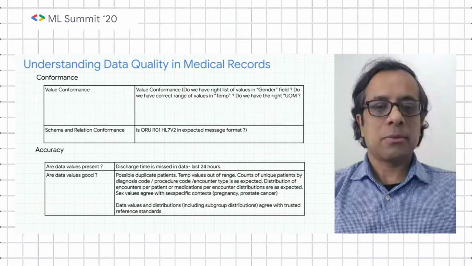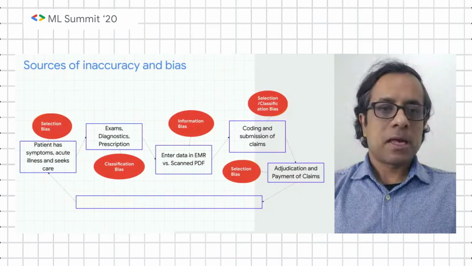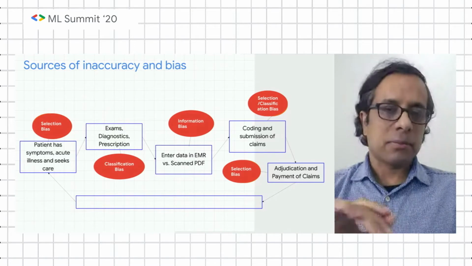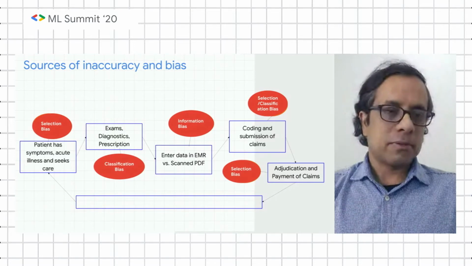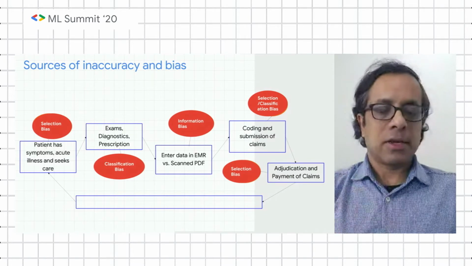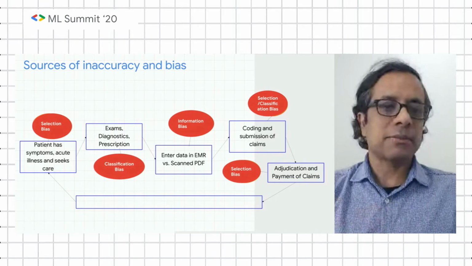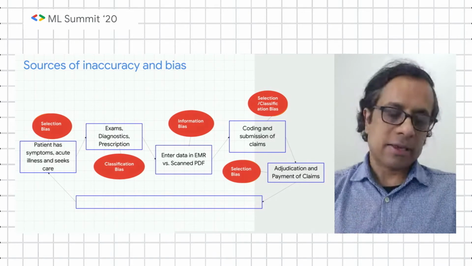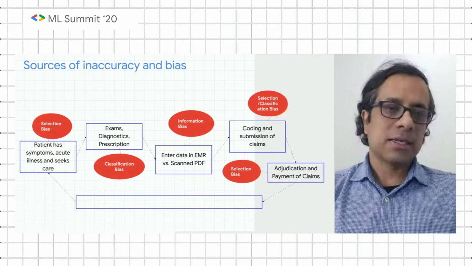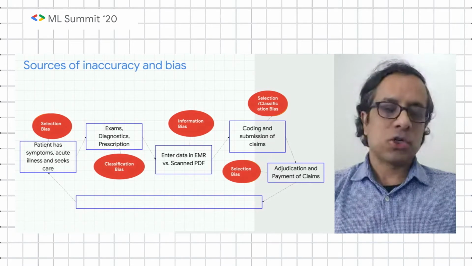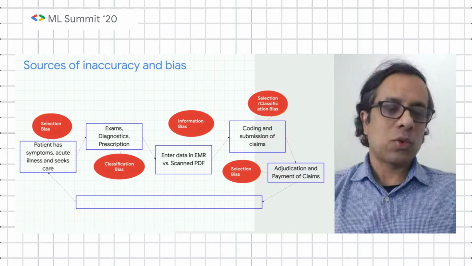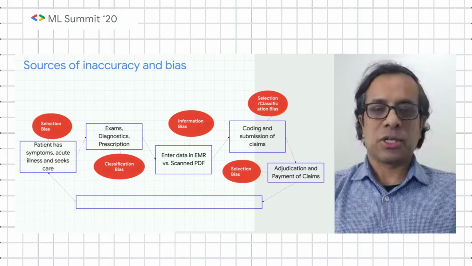And the last important thing I want to bring up is sources of accuracy and bias that you might see in electronic medical records. For example, let's say one patient is seeking care because they have symptoms or some kind of acute illness. So that itself could result in selection bias. So let's say people who do not have insurance or may not want to spend their deductible may not be looking for care. So that's one way of introducing selection bias.